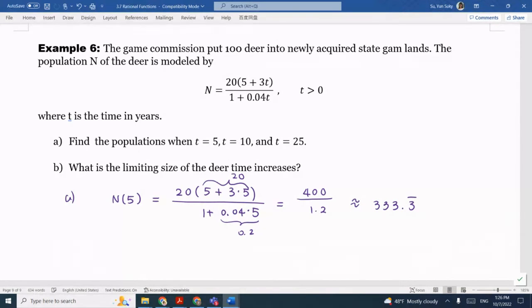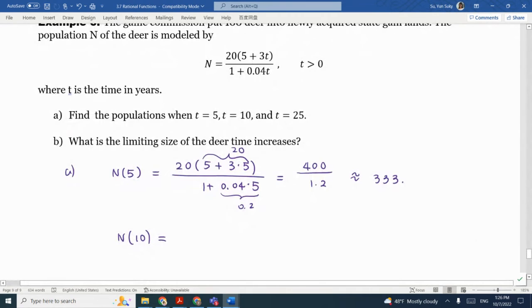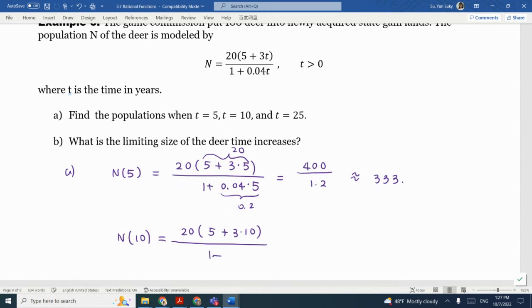Yeah, thank you. Right. Okay. Because in this problem we're talking about the number of deer, it should be a whole number. So we just use 333. Okay. And then how about when t equals 10? You do similar things. Whenever you see t, we replace t by 10. So the numerator is 20 times 35, and the denominator is 1.4. What do you get?